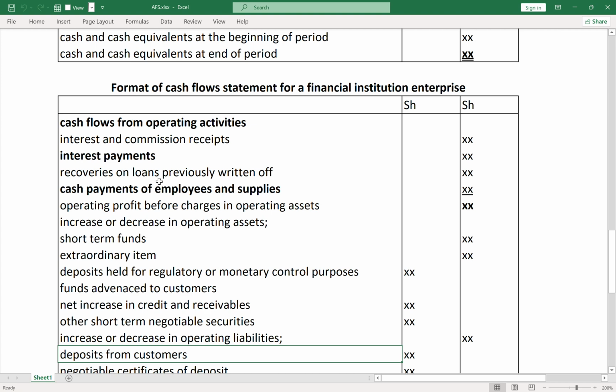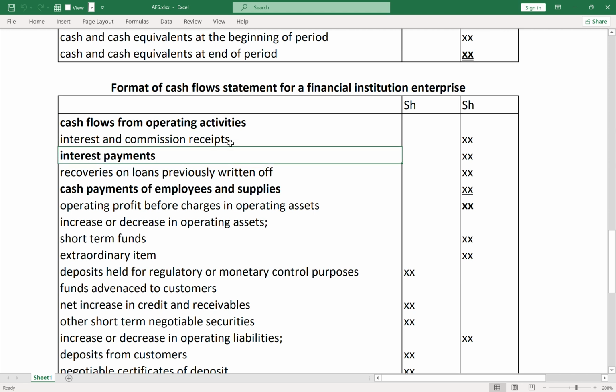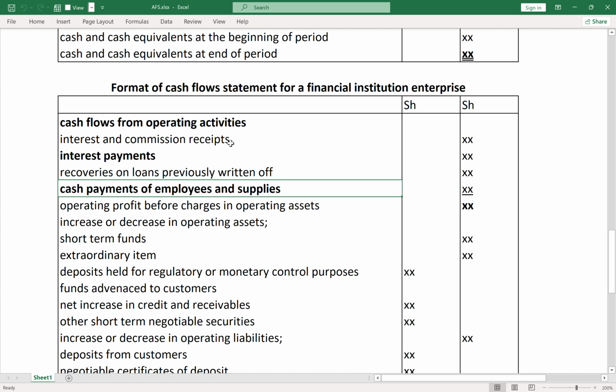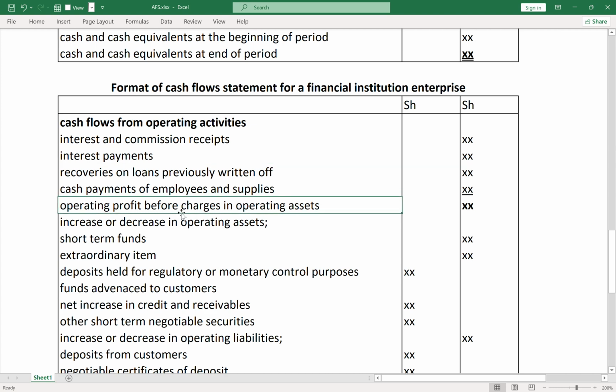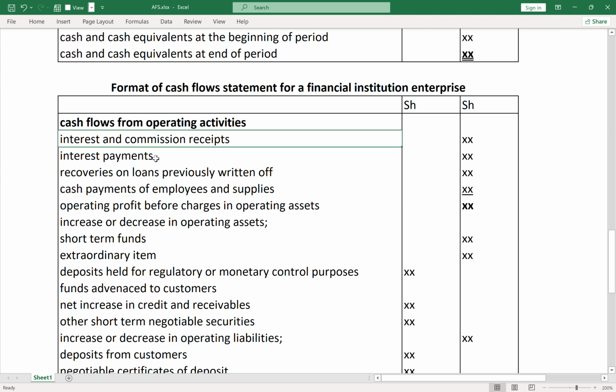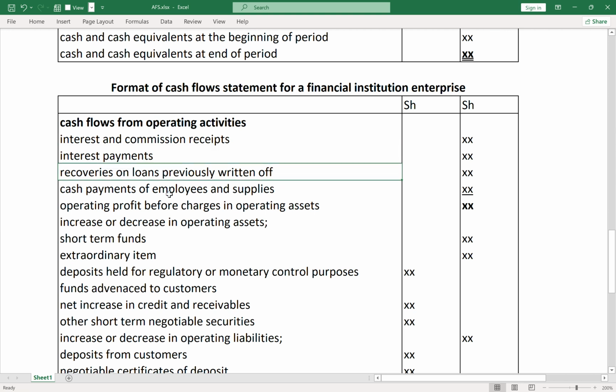So we have interest and commission receipts. We also have to add the interest payments. You have the recoveries on loans previously written off. You also have the cash payments to employees and suppliers. You also have the operating profit before changes in operating assets. So this is what we are going to get before we add anything: the interest and commissions, interest payments, recoveries on loans previously written off, cash payments to employees and suppliers.